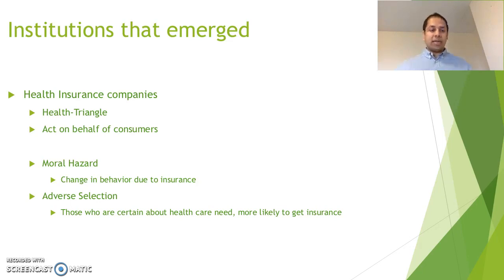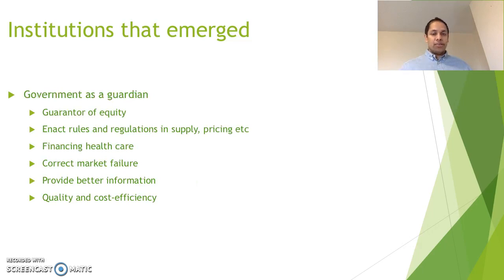To note, however, that in a system of universal healthcare, for example the NHS in the UK, there is no problem of adverse selection because everybody is covered anyway. So, having said that, the government has itself emerged as an institution in this regard. There are a few things that the government can or should do. First of all, guarantee that everybody is getting a fair share of the health market, that there is equity, finance healthcare, attempt to correct market failure, provide the best information for research, and ensure that healthcare has good quality and runs with cost efficiency and so on.